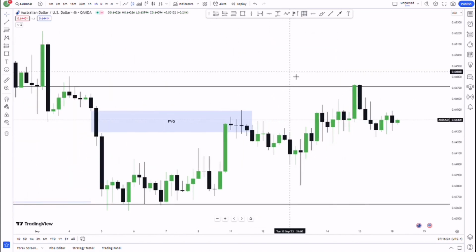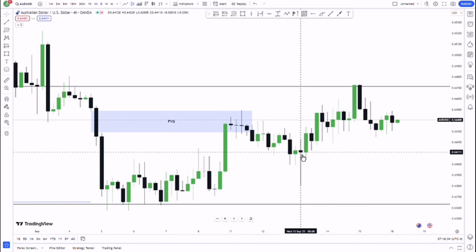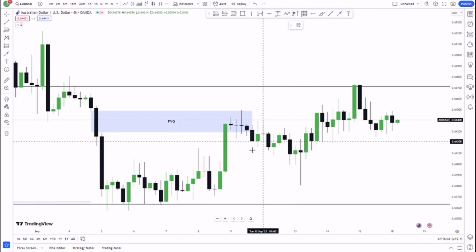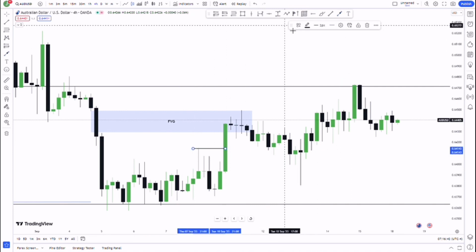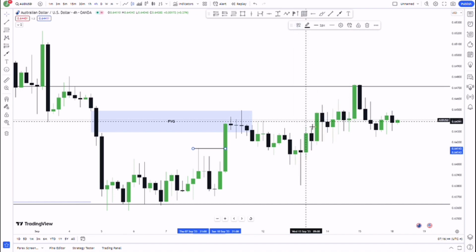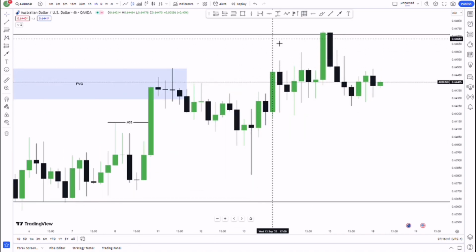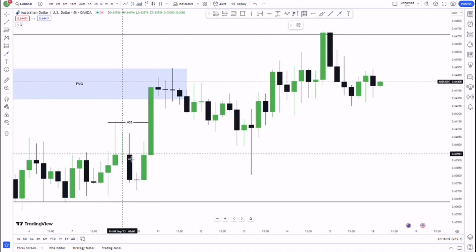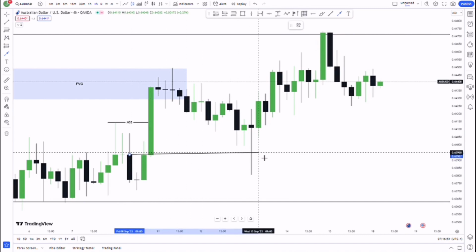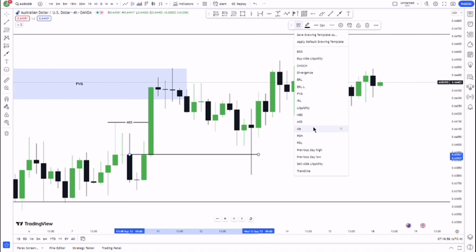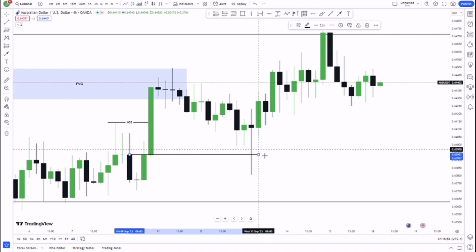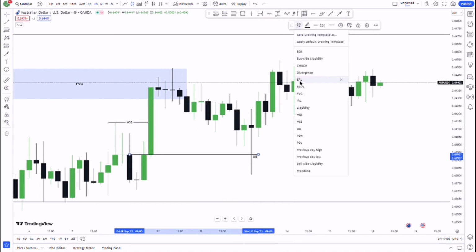So just before the CPI event, we had quite a few things. Firstly, we had a market structure shift over here. Right, we had a market structure shift. We also had an order block over here. Now this order block is not just an order block, because we also have a fair value gap.